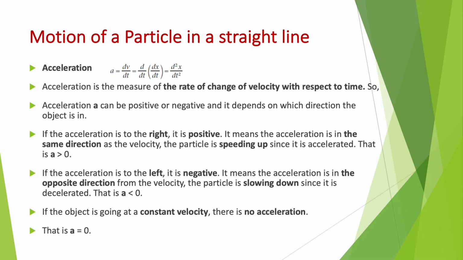Motion of a particle in a straight line. Acceleration. Acceleration a equals dv over dt, equals d on dt of dx over dt, equals d squared x over dt squared. Acceleration is a measure of the rate of change of velocity with respect to time. So acceleration a can be positive or negative, and it depends on which direction it is in.